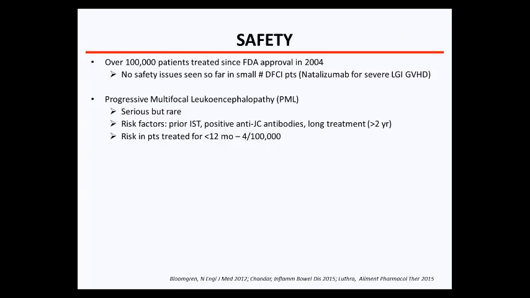So the risk factor is prior immunosuppression, and obviously having positive JC virus antibodies. These are not transplant patients who got this. These are patients with multiple sclerosis and Crohn's disease.